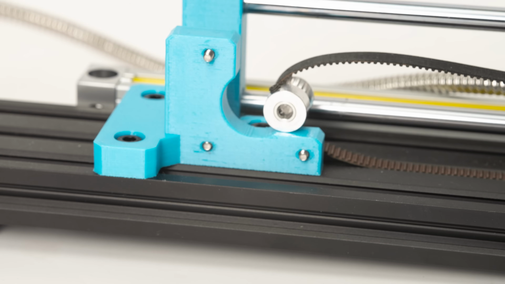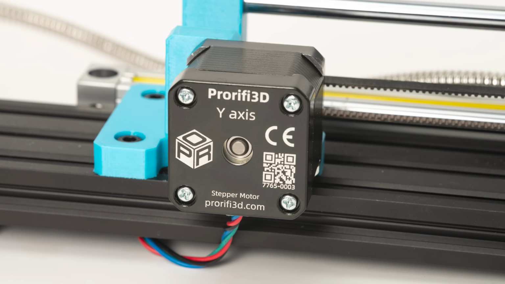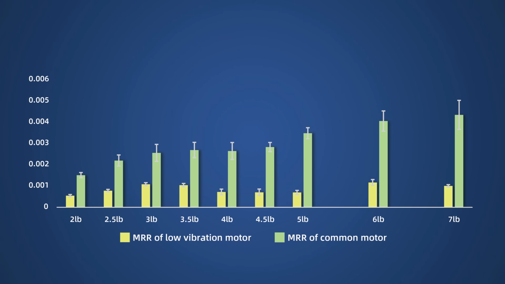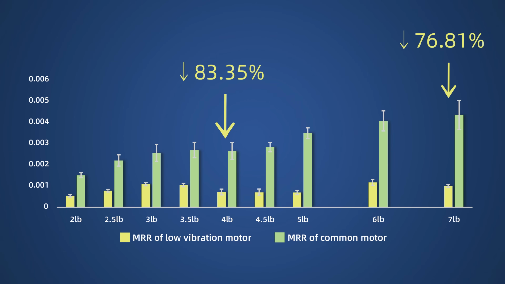We also tested different motors. On the test platform, switching to a low vibration motor reduced the MRR by 76.81% under the same 7 pounds tension, and if we also adjust the belt tension to 4 pounds, we can further reduce the MRR by 28.2% and achieve a total MRR reduction of 83.35%.